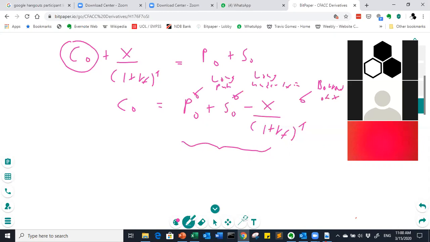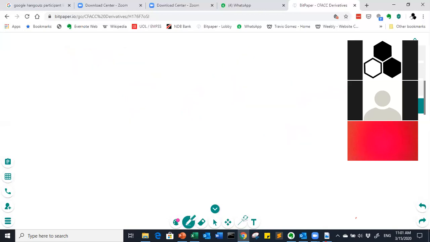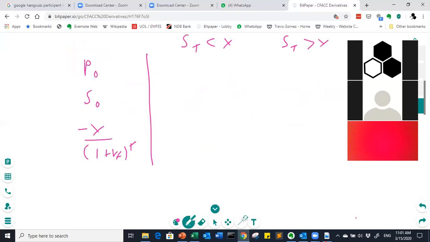This combination tells you the combination of instruments you need in order to get a payoff that is the same as a call option. You can prove that quickly on this combination. We saw that these were the combination of assets that we needed to create this call option. So let's look at the two scenarios: ST is less than X, and ST is greater than X.